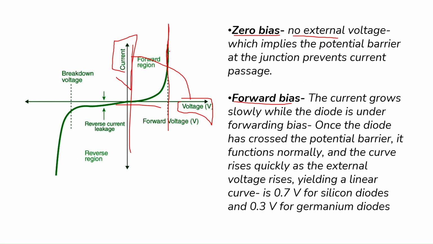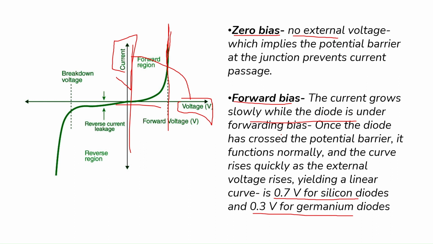The cut-in voltage for a silicon diode, if the type of semiconductor being used is silicon, then the cut-in voltage is 0.7 volt. If the semiconductor material is germanium, then the cut-in voltage is 0.3 volt. This is the case for forward bias. The current grows slowly when the diode is under forward bias.